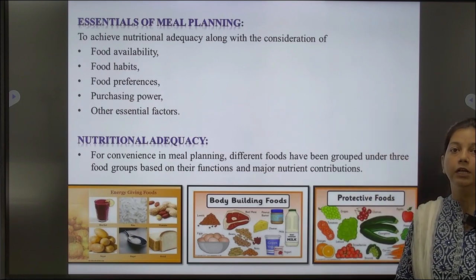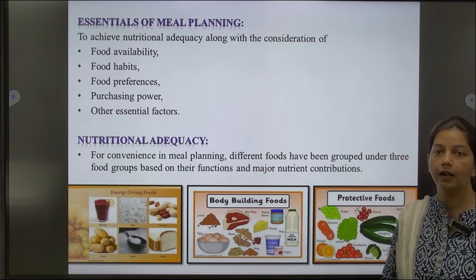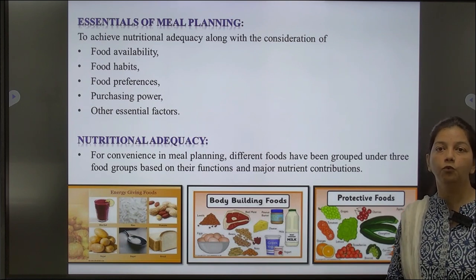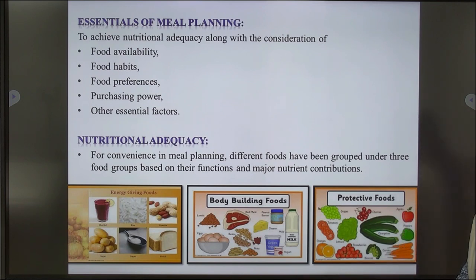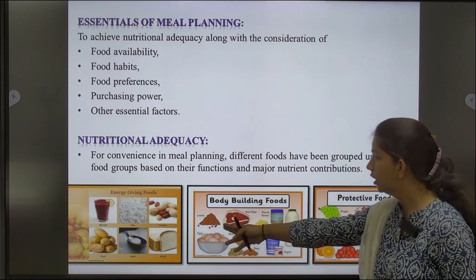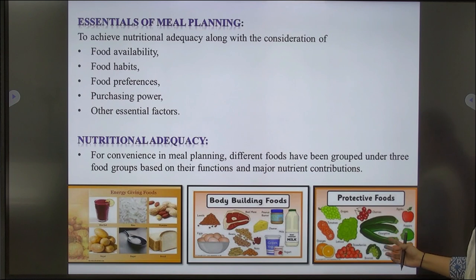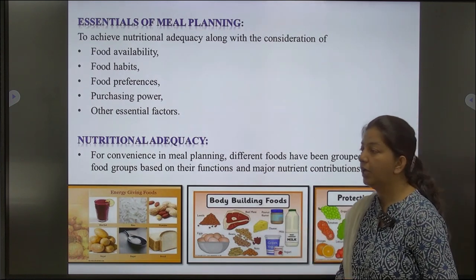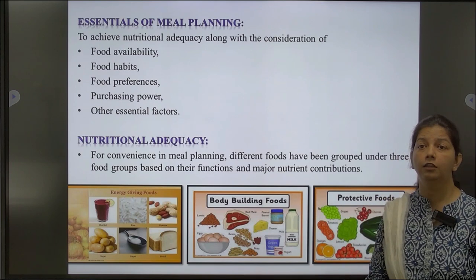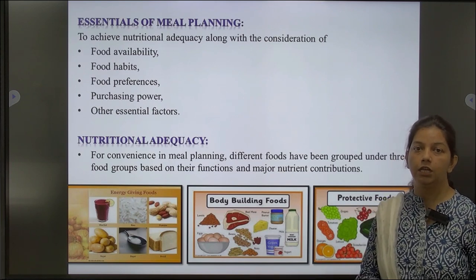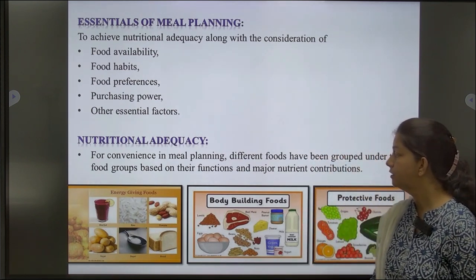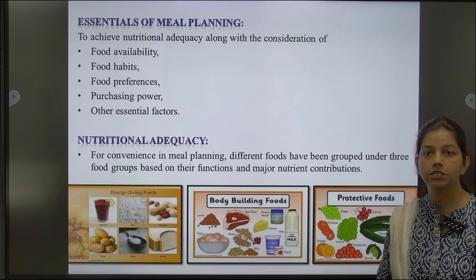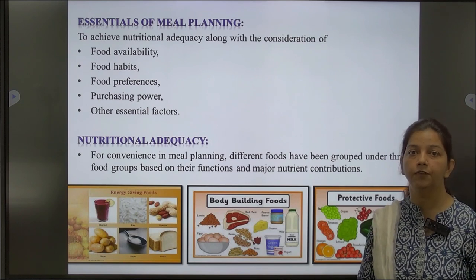While planning a meal, it should be nutritionally balanced and adequate, containing food items from different food groups. We generally divide all the food groups into three major categories. First is energy giving food, second is bodybuilding, and third is protective. Let's talk about energy giving foods. Energy giving foods provide us instant energy. These foods include rice, pulses, legumes, different cereals, bread, sugar, nuts, and oil seeds, which provide us energy whenever required.